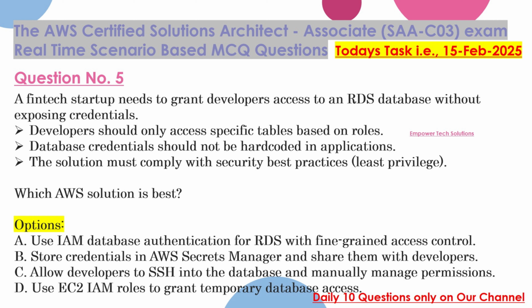Options: A. Use IAM database authentication for RDS, with fine-grained access control. B. Store credentials in AWS Secrets Manager and share them with developers. C. Allow developers to SSH into the database and manually manage permissions. D. Use EC2 IAM roles to grant temporary database access.